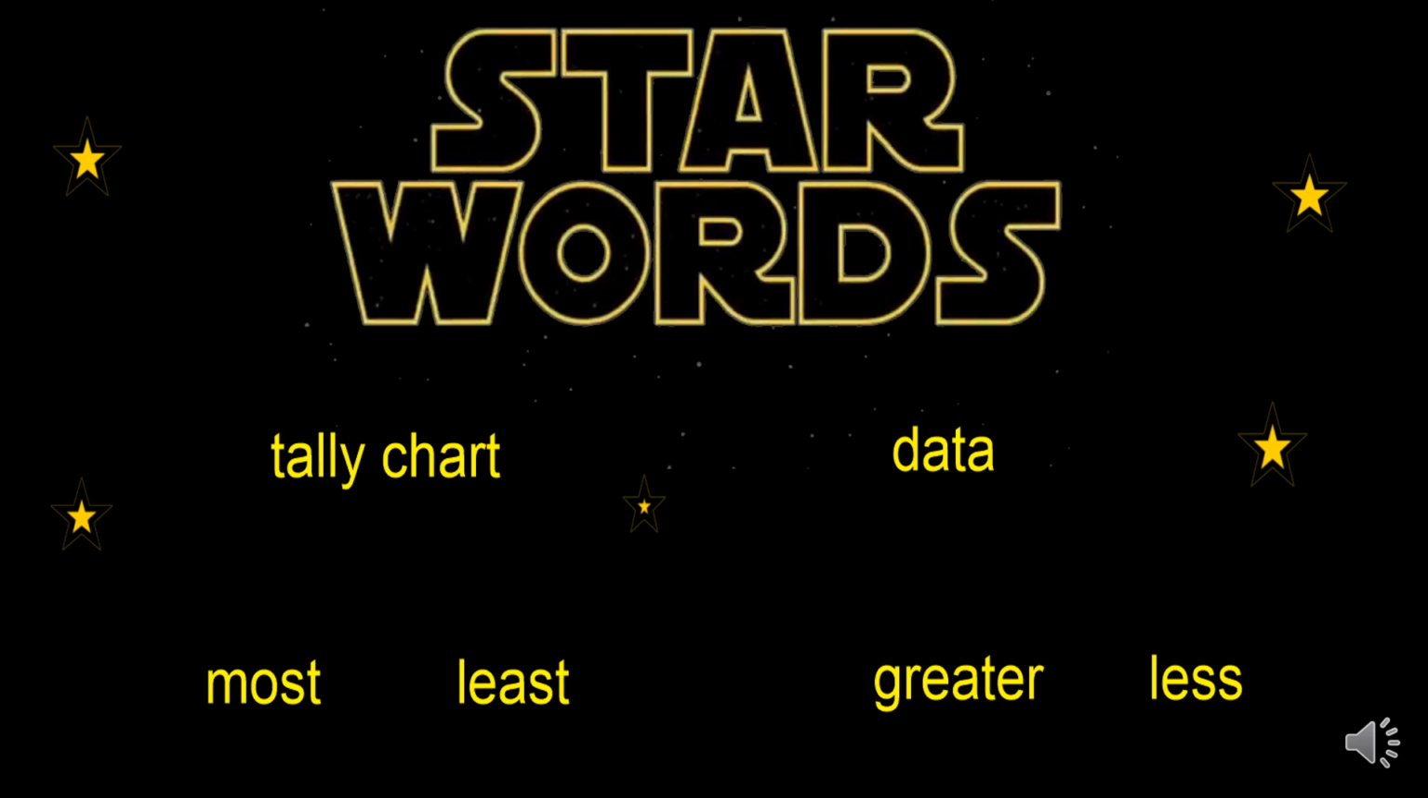Our first star word is tally chart, and we're going to find out what that means a little bit later. We also have the word data, and this is information that we can collect. We're also going to find out a little bit more about this later on. We have the words most and least, and greater and less.